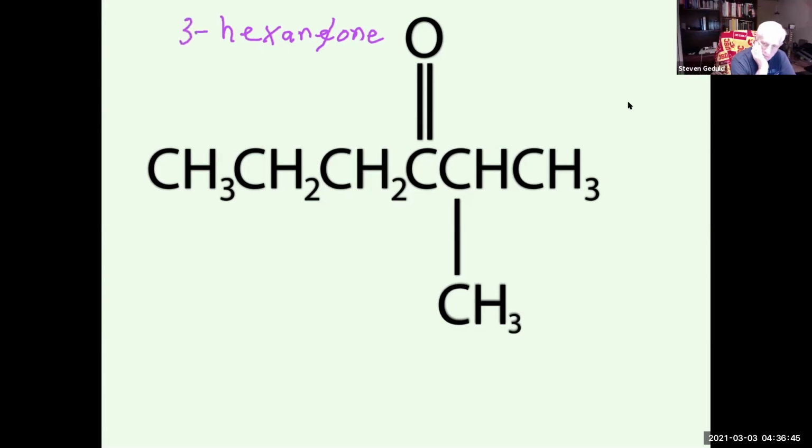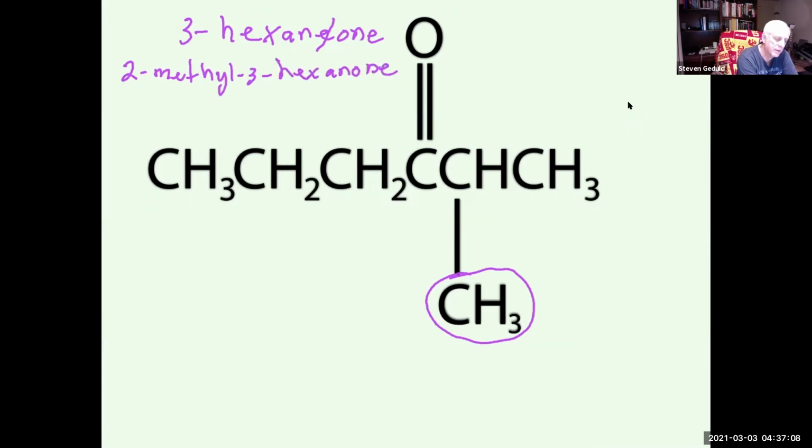3-hexanone. And we have an attachment. We have an attachment of this methyl group right here at the number 2 carbon. So the IUPAC name would be 2-methyl-3-hexanone. That tells me it's a ketone with 6 carbons with the carbonyl group at number 3. And at the number 2 carbon, there's a methyl group. Okay. Now the common name.